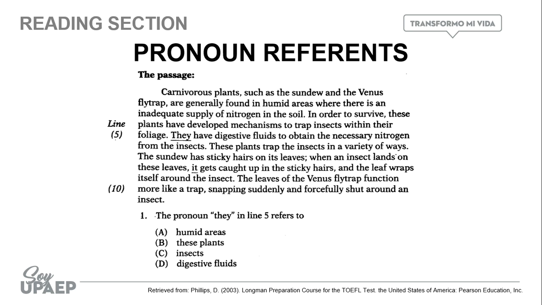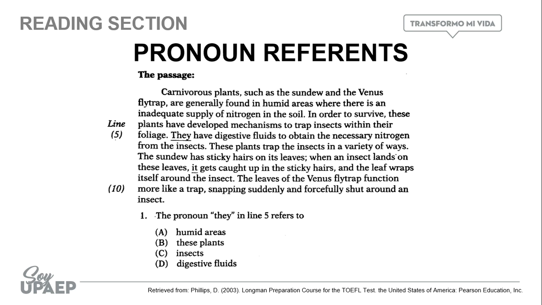Okay, so it is important that you read the previous sentence in order to get the idea of what they are talking about. So, for example, in order to survive, these plants have developed mechanisms to trap insects within their foliage. They have digestive fluids to obtain the necessary nitrogen from the insects. Okay, it is important that you identify the nouns in the sentence. For example, these plants, mechanisms, insects, and foliage.